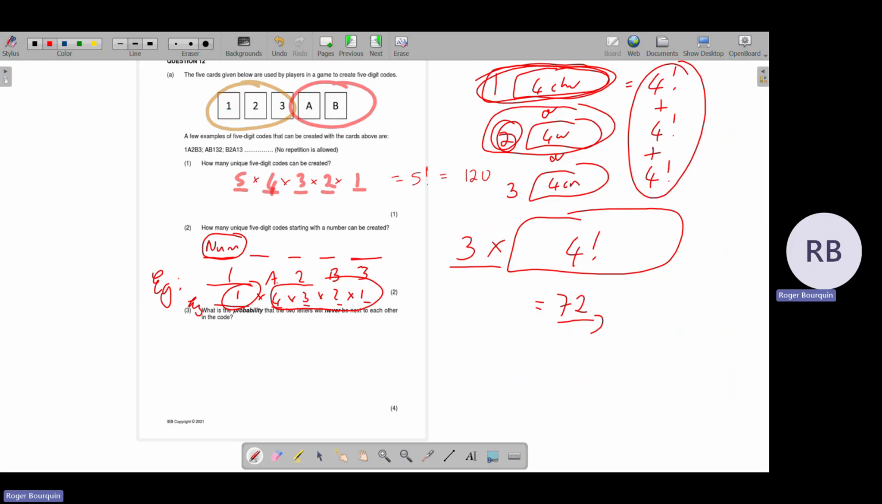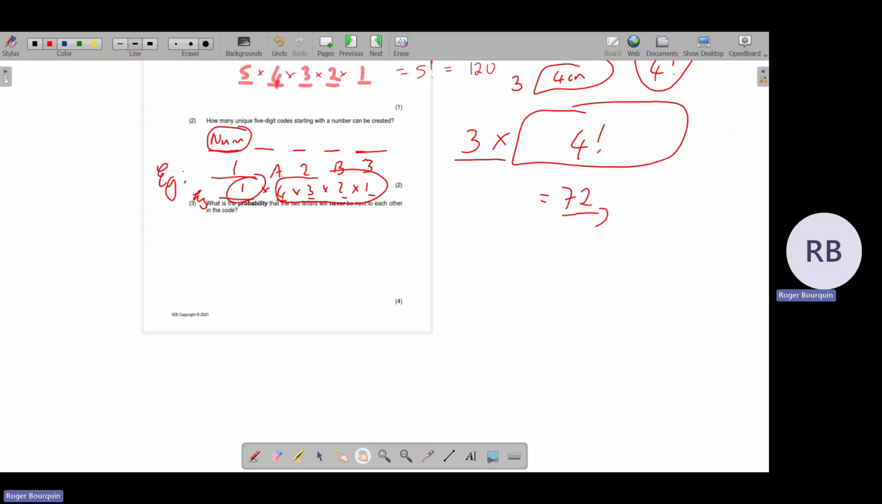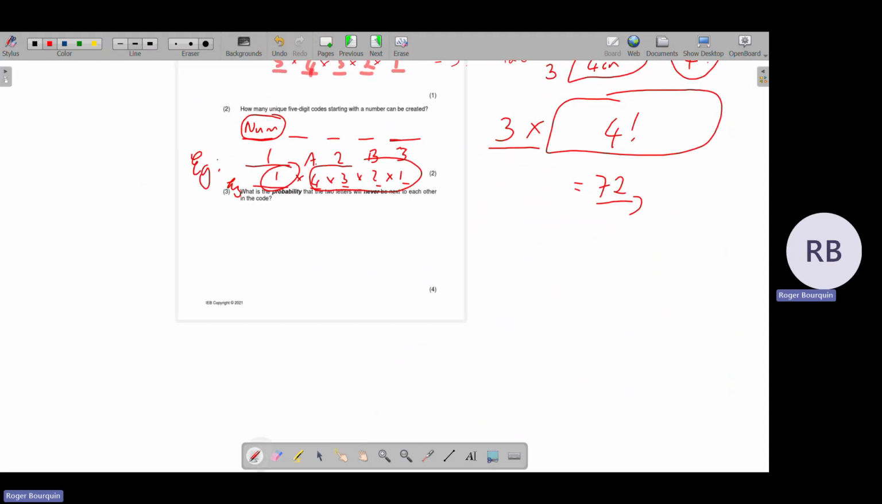Right, last sum ever in a formal lesson. What is the probability that 2 letters will never be next to each other in the code? Well, this is what we call a complementary space, remember? Either you're going to have 2 letters next to each other, or not next to each other. Do you agree? There's nothing in between. Either the 2 letters are next to each other, or they're not next to each other, right?